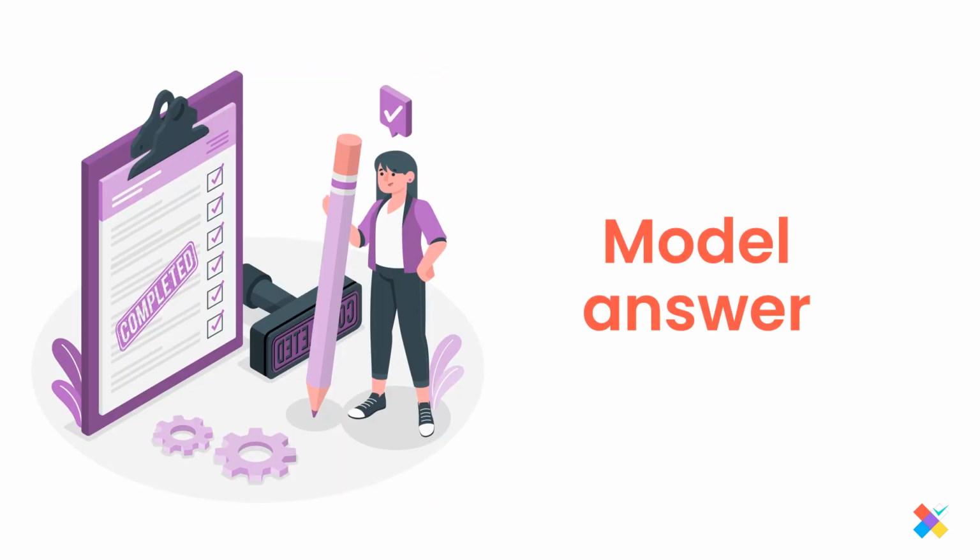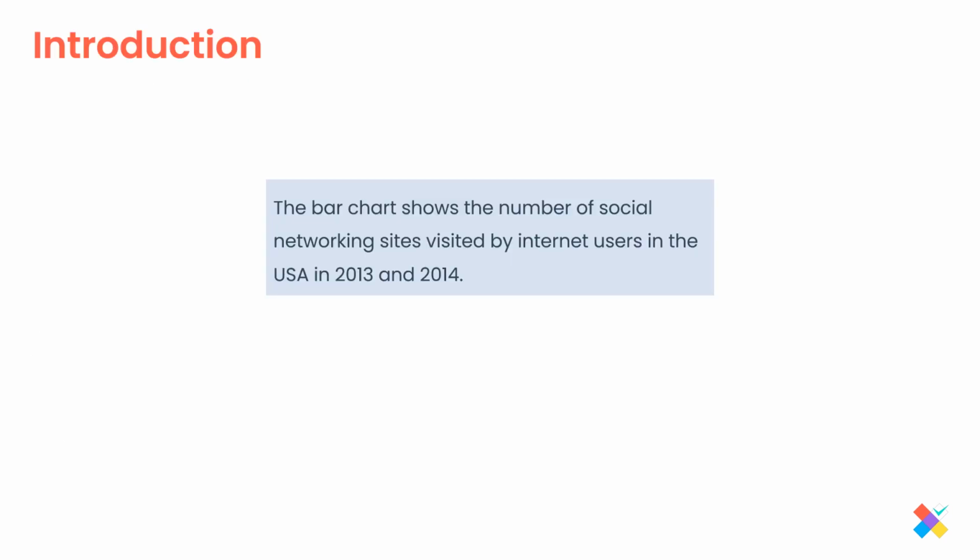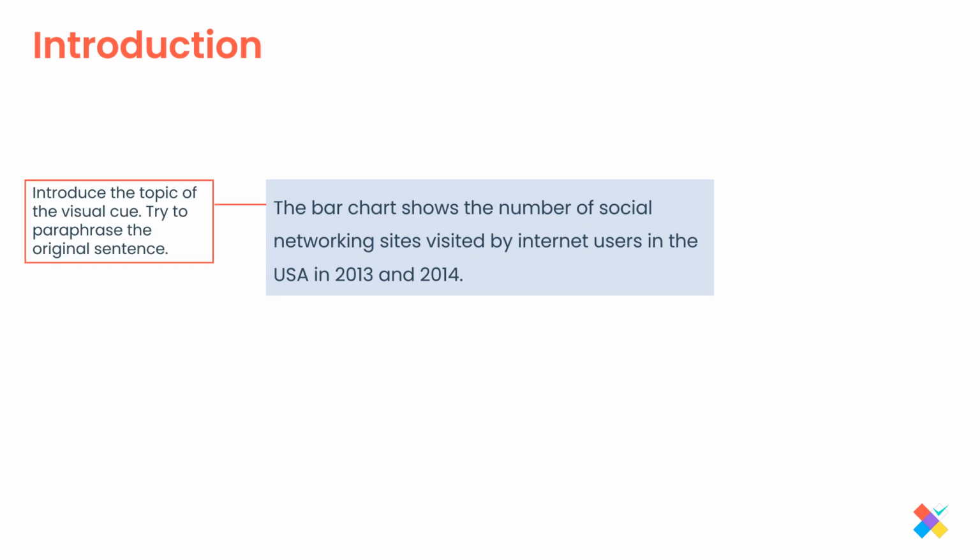So we're going to have a look at the model answer. Now remember, this is for band 5 to 5.5. So again, the language, the vocabulary is more simplistic. Okay, introduction. We've got: the bar chart shows the number of social networking sites visited by internet users in the USA. First of all, you have to introduce the topic of the visual cue. It's really important to try as much as possible to paraphrase the original sentence.